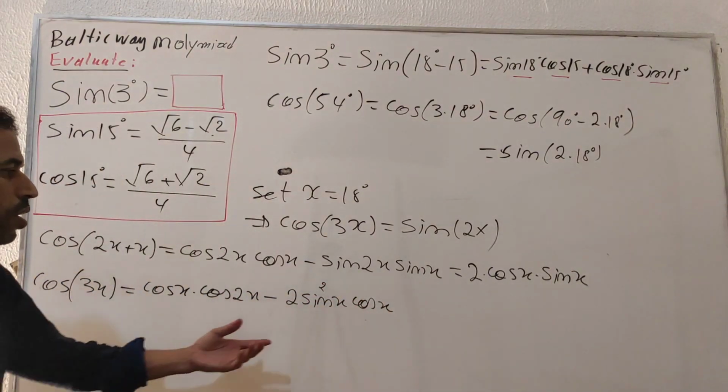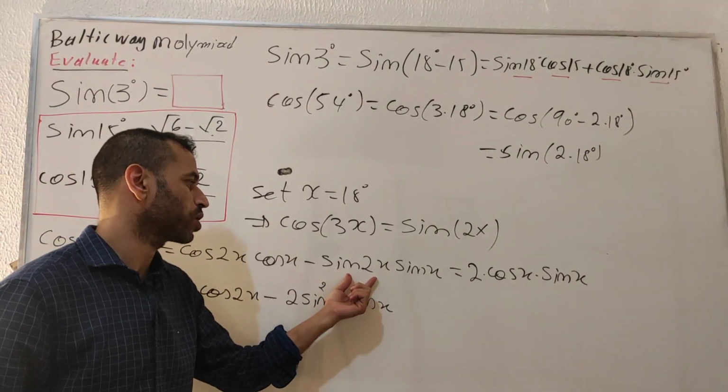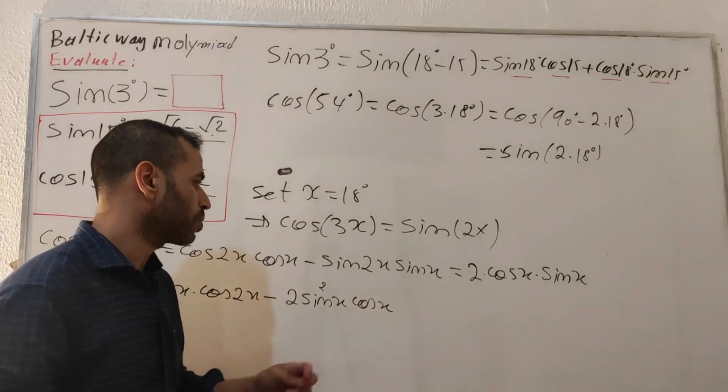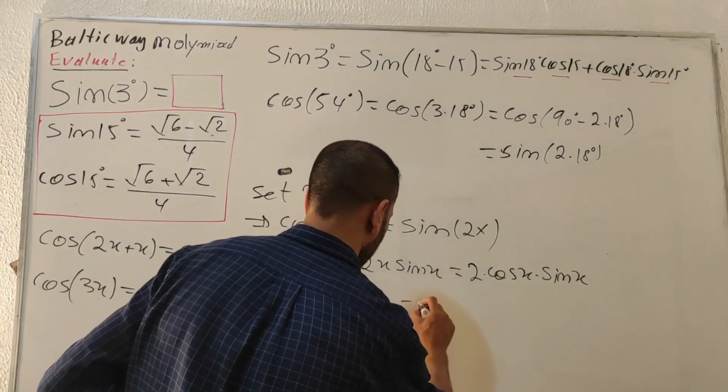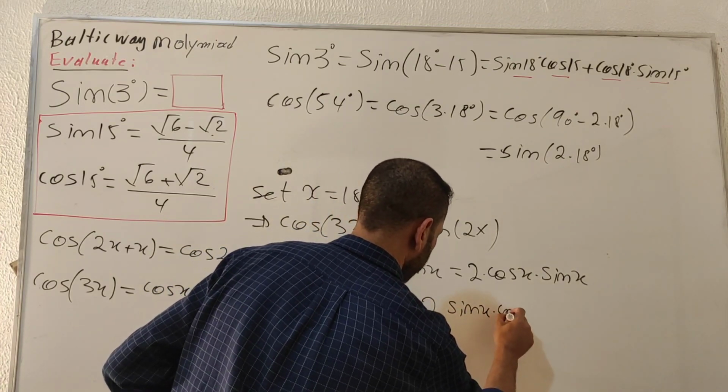So what is the one coming from? Coming from this one. This one is 2 times sine x multiplied by cosine x. Sine x multiplied by sine x is giving us square here, multiplied by cosine x, which equals 2 times sine x multiplied by cosine x.